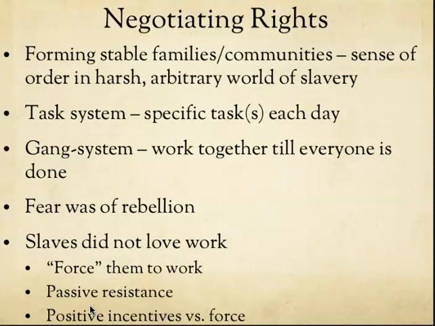There were two basic types of systems when it came to slavery. You had a task system and you had a gang system. The task system, basically they would say, okay, go out and accomplish this task today. Once you're done with that task, you're more than welcome to come back. You're done for the day. Whereas with the gang system, you worked together. Everyone worked together until everything for that day was collectively done.